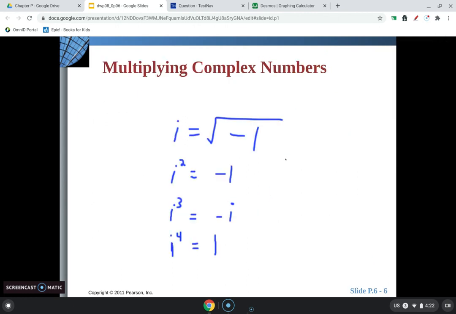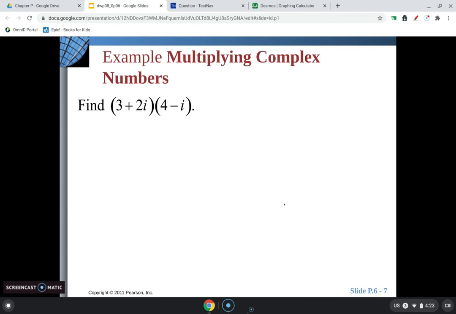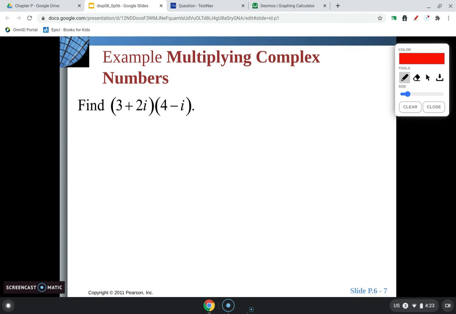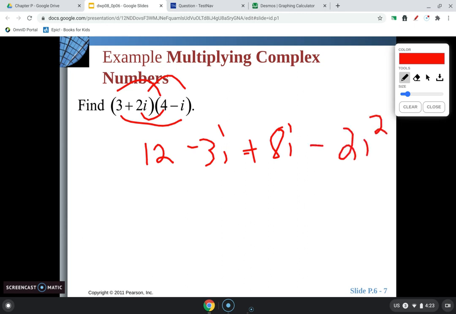So your kind of i cheat sheet here. i is the same thing as the square root of negative 1. So i squared is negative 1. i cubed is negative i. And i to the fourth is 1. So when you're going to multiply these, you got to go FOIL. So 3 times 4 is 12. First times first. Outer times outer would be negative 3i. Inner times inner would be positive 8i. And last times last would be negative 2i squared.